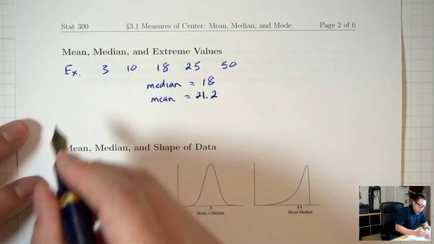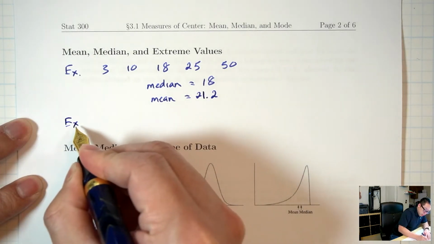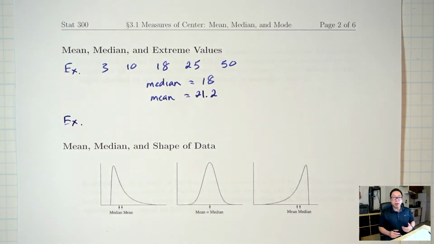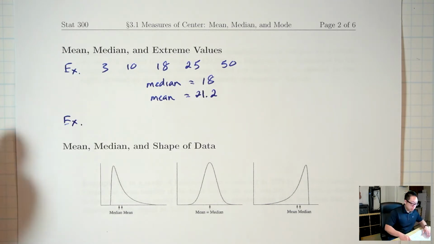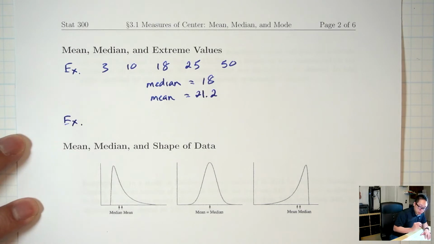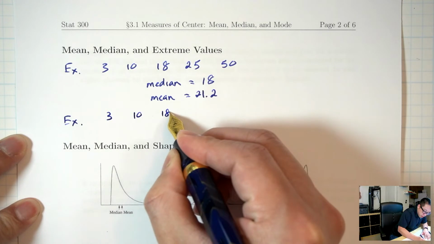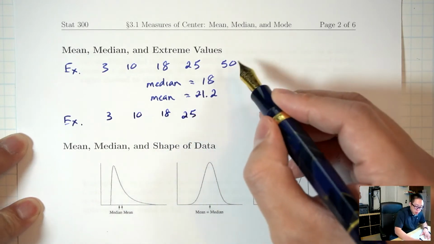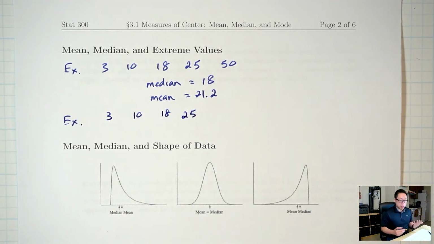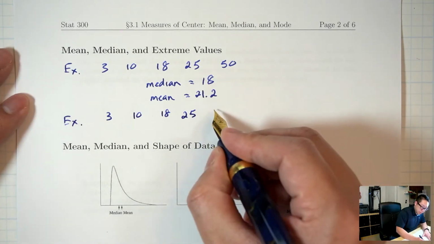Okay, what I want to do now is replace one of these numbers with an extreme value. An extreme value is just a number that's way bigger or way smaller than the rest of your data. So I'm going to replace the 50 with an extreme value. This is going to be a number that's way bigger than the rest of my data. So what number should I pick? I'm going to pick 371.